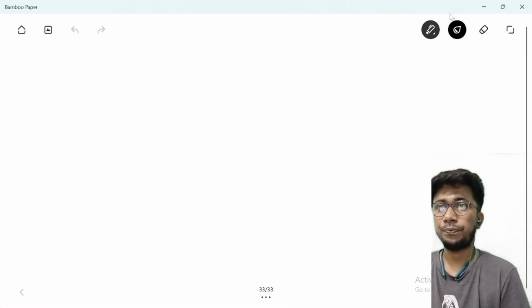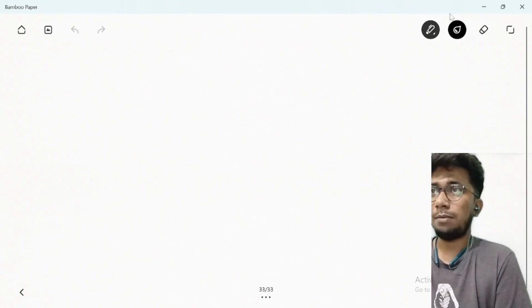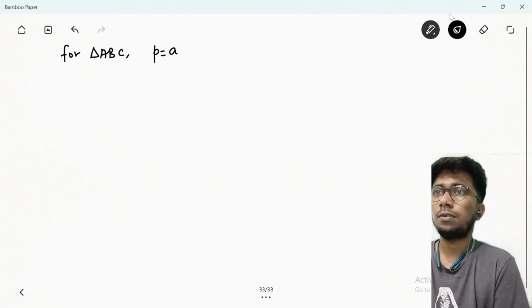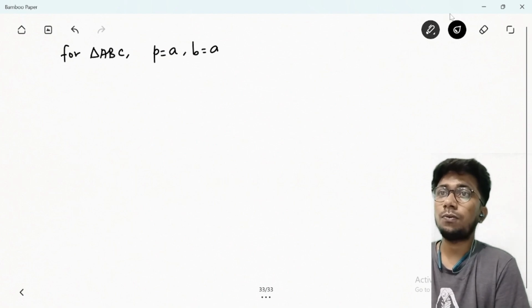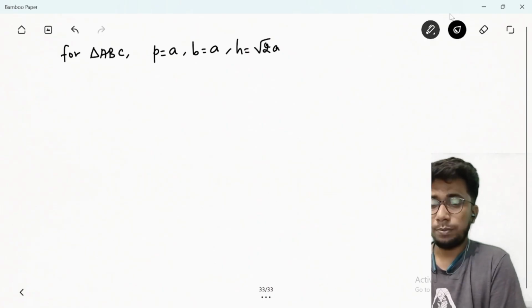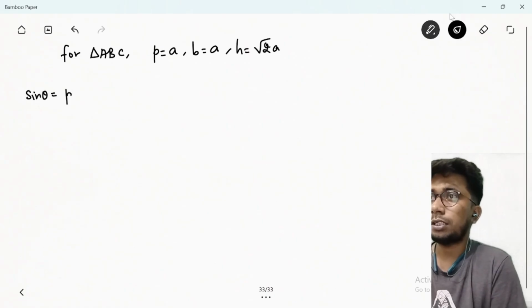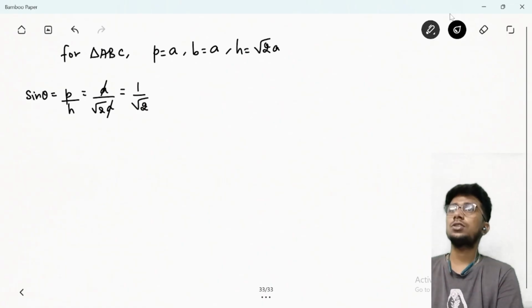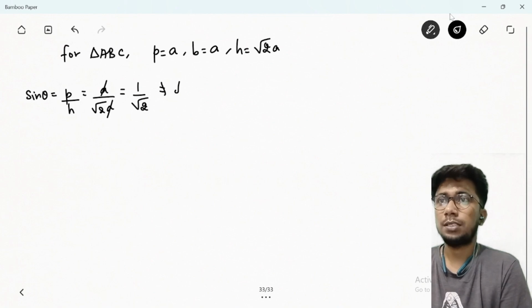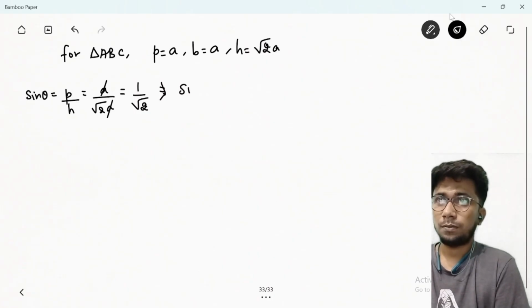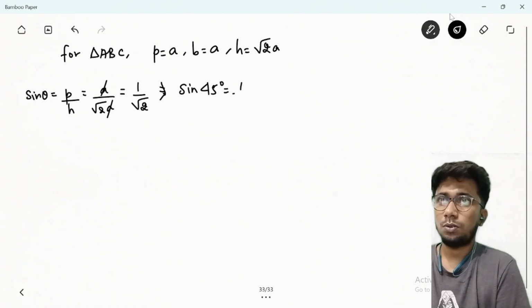So let's move further. अब हमारे पास क्या क्या वैल्यूज आई? For triangle ABC, we calculated P is A, that is given. B is A, since the angles were same, that were 45 degrees, and H we calculated it to be root 2A. So now what will be our sine theta? Sine theta is what? It is nothing but P upon H. This will be A upon root 2A. This A and A will get cancelled and it will give us 1 upon root 2. Fine. So, and theta was 45. This implies sine 45 degrees is 1 upon root 2.